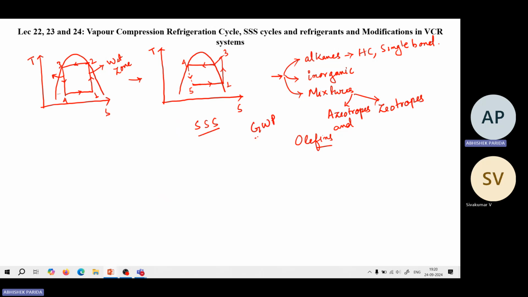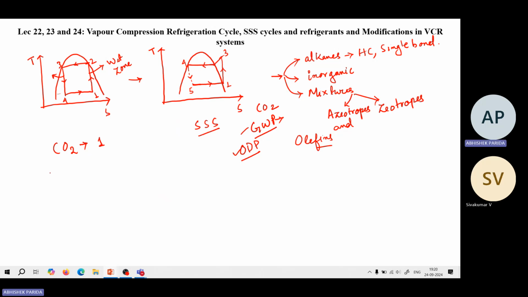I think this was also discussed. GWP and ODP, or ozone depletion potential, and the GWP is the global warming potential. These are the two parameters on which these refrigerants are judged. Because if you see, the global warming potential is compared with that of CO2. CO2 is a global warming gas. So CO2's global warming potential is denoted as 1.